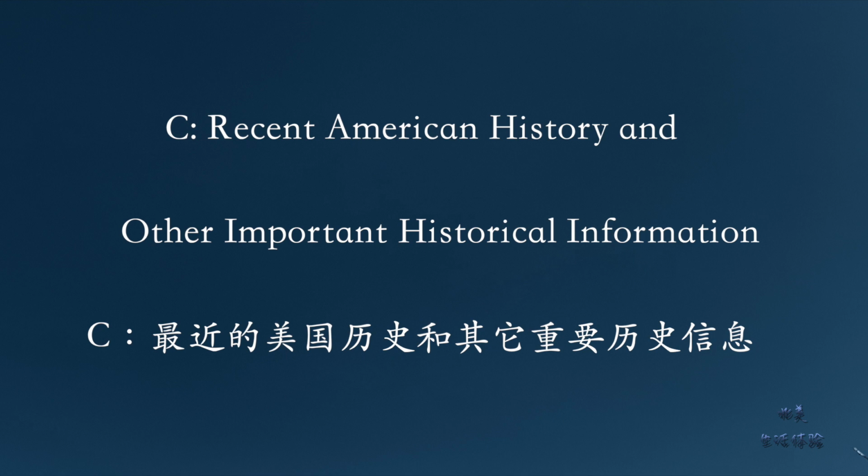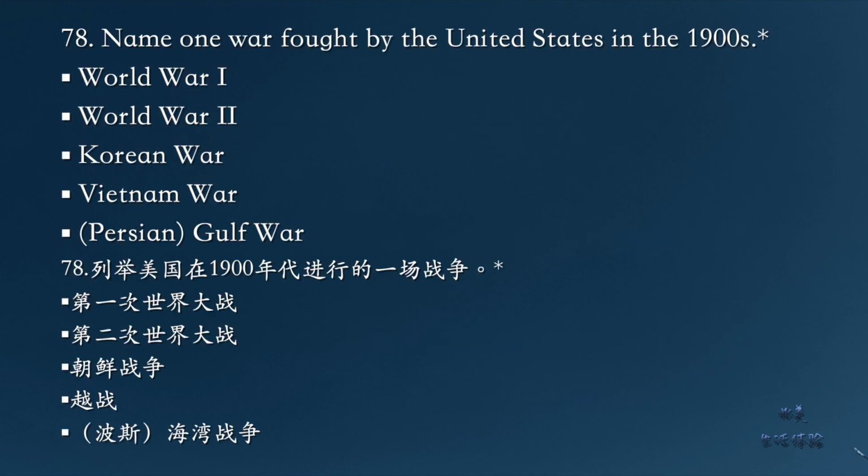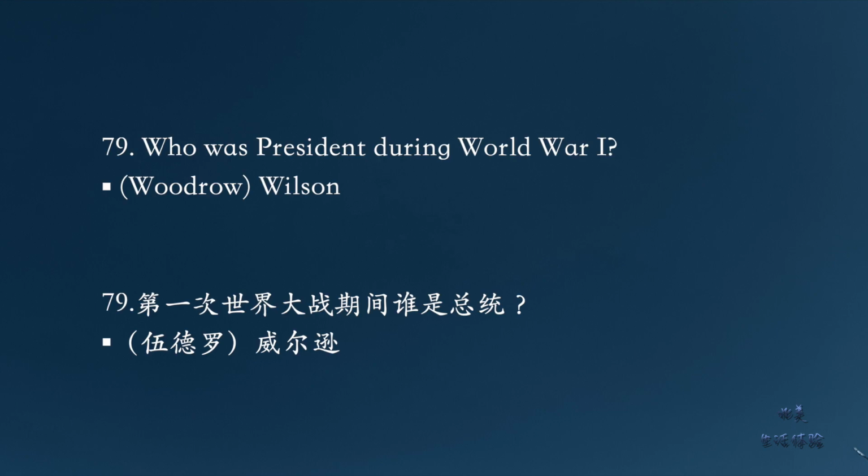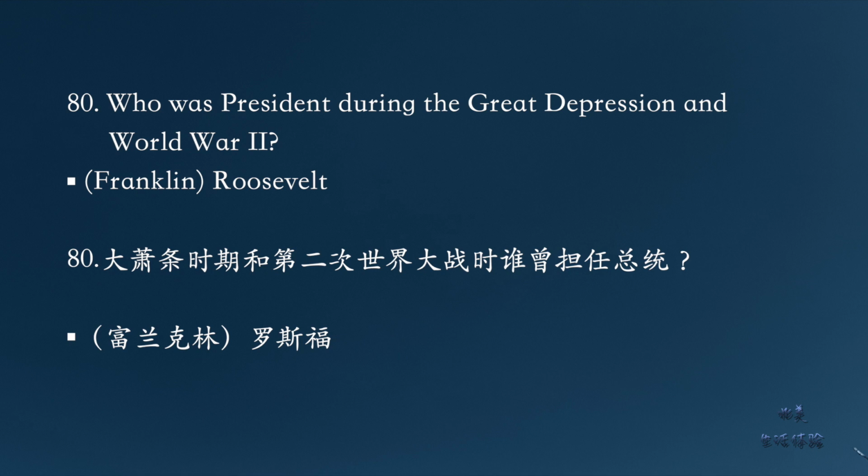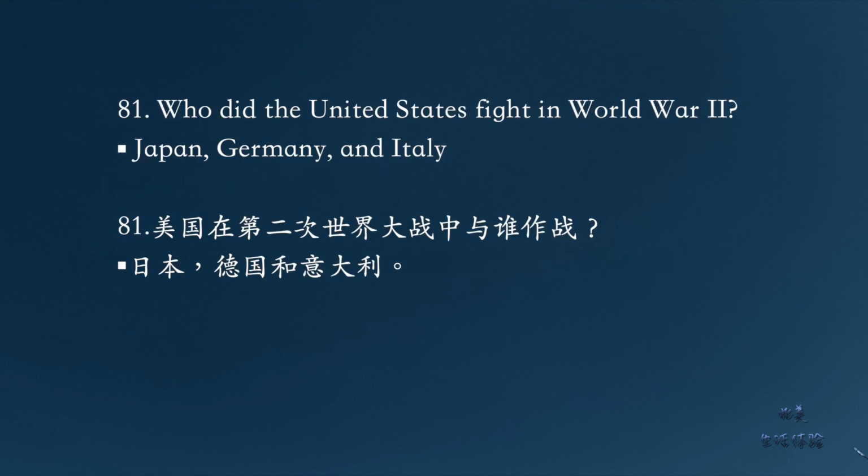C. Recent American history and other important historical information. Name one war fought by the United States in the 1900s. World War I, World War II, Korean War, Vietnam War, the Persian Gulf War. Who was president during World War I? Woodrow Wilson. Who was president during the Great Depression and World War II? Franklin Roosevelt. Who did the United States fight in World War II? Japan, Germany, and Italy.